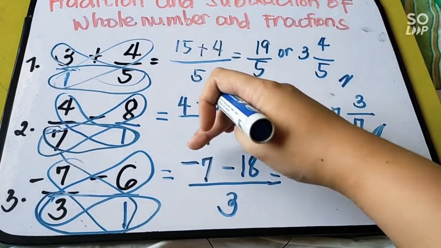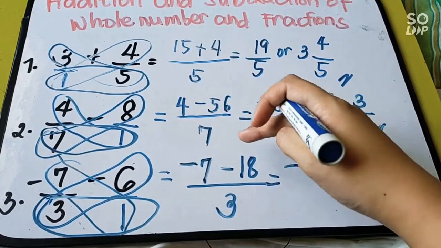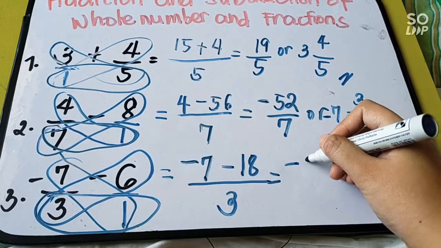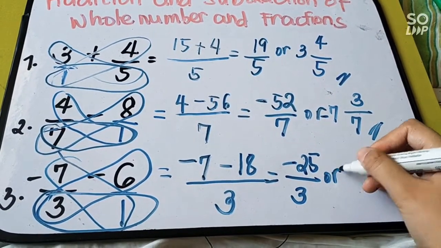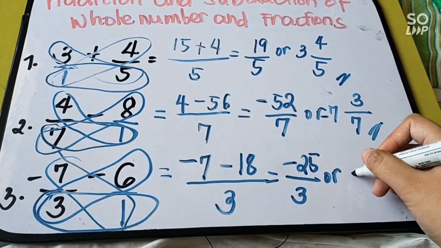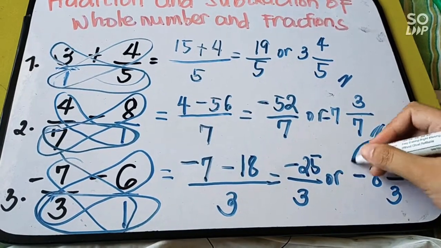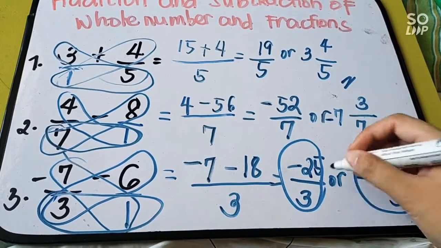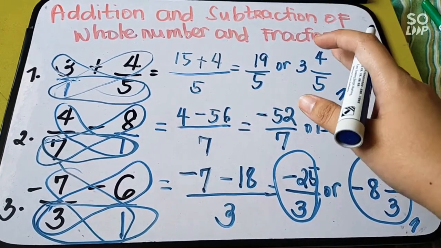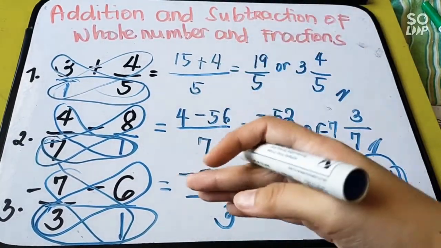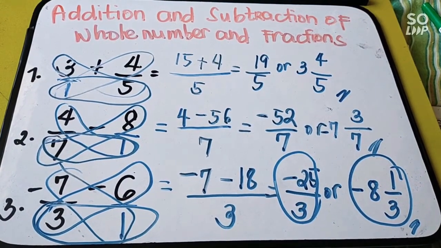Then, combine. Since they are both negative, negative ang sagot mo, then you are going to add 18 plus 7, the answer is negative 25 over 3. Or change it into mixed number, the answer is negative 8 and 1/3. That's your answer. O, kaya iyan. Is it clear? So, kapag may whole number, gawin mong fraction sa pamamagitan ng paglalagay mo ng denominator na 1, then proceed into butterfly method.